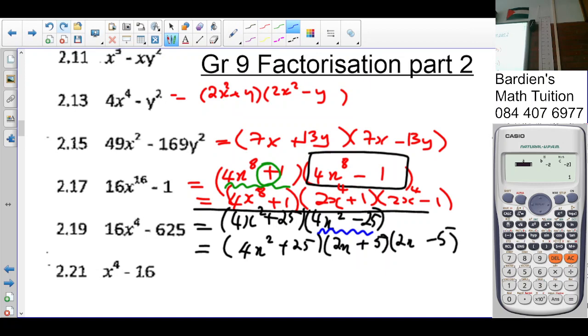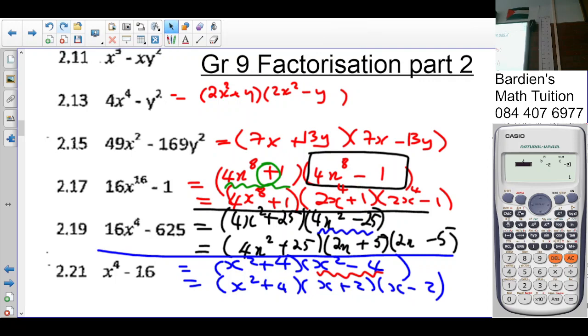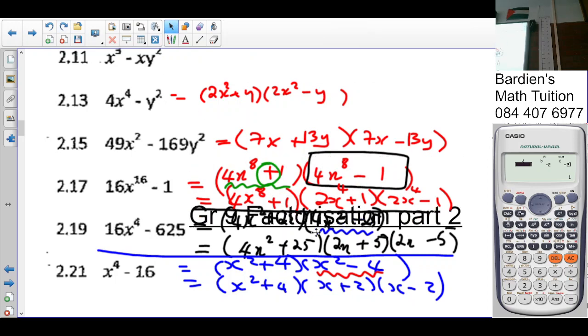The next one? Again, difference of two squares. What's the square root of x^4? x squared. x squared, 1 plus, 1 minus. What's the square root of 16? 4 and 4. What do you notice here? Factorize further. So that would simply be x squared plus 4, x plus 2, x minus 2. Okay. 23. Okay.